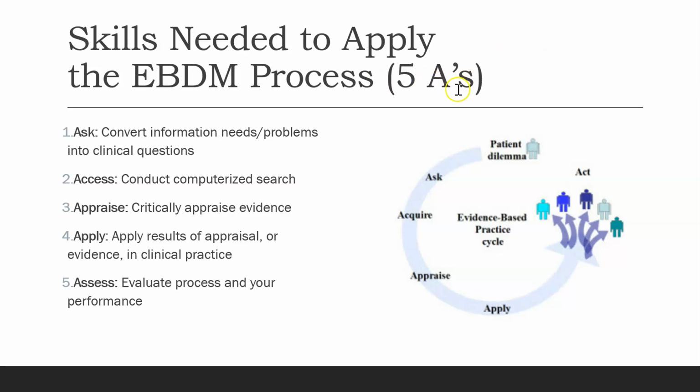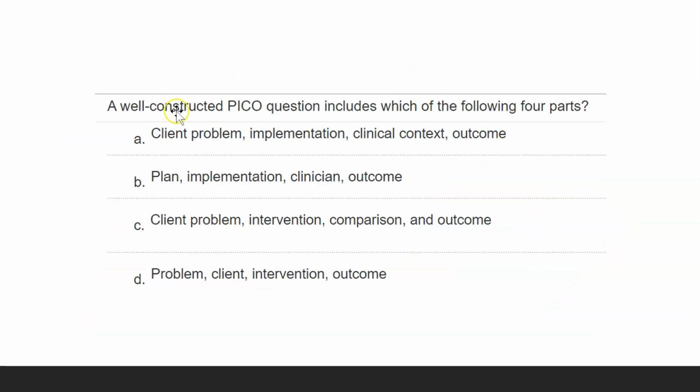Don't get confused with the 5 A's for tobacco cessation, where we look at ask, assist, advise, that kind of thing. This is a different 5 A's. This is the 5 A's used for research. So the first question I have for you is, a well-constructed PICO question includes which of the following 4 parts?